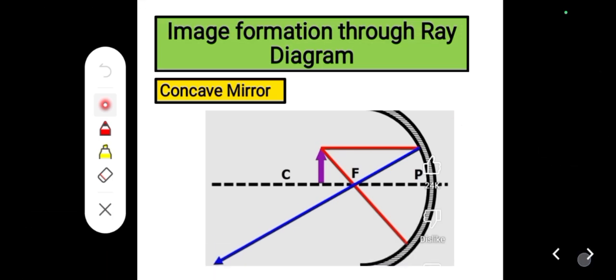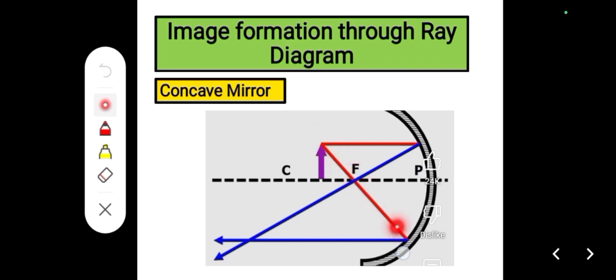Once it hits the mirror, it will be reflected parallel to the principal axis. Here, a ray of light passing through the focus will be reflected parallel to the principal axis. So you just have to remember two words. One, parallel towards focus. Second, focus towards parallel. Those two rules of ray diagramming are enough for you to come up with an image.